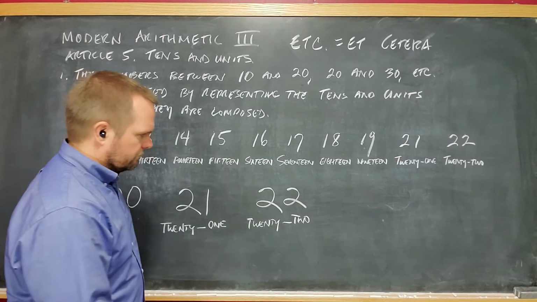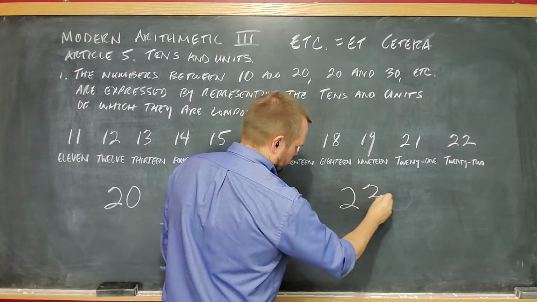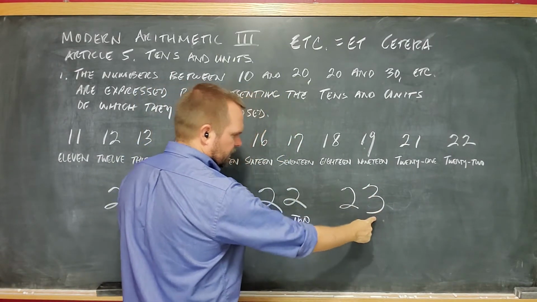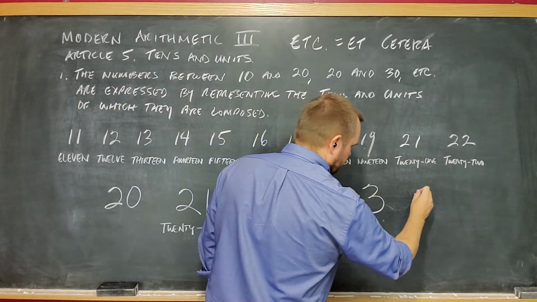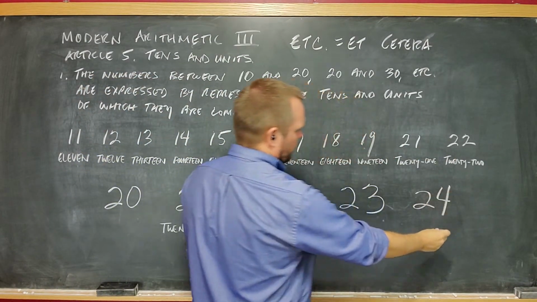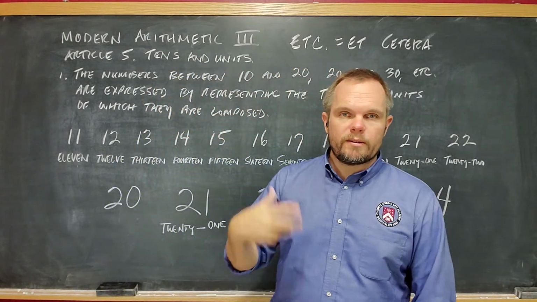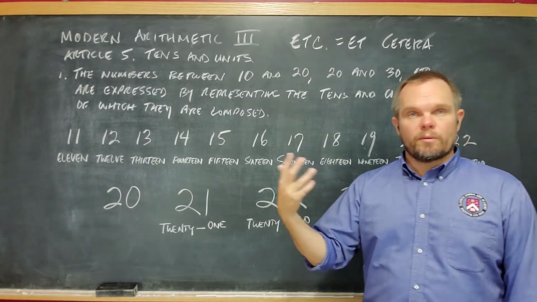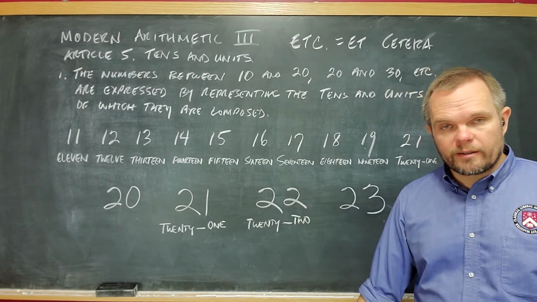Very simple. If we want to add 1 more unit, we simply write 20 and 3. 23. If we want to add 1 more unit, 24. And we continue like that. 25, 26, 27, 28, and 29. And that brings us to 30.